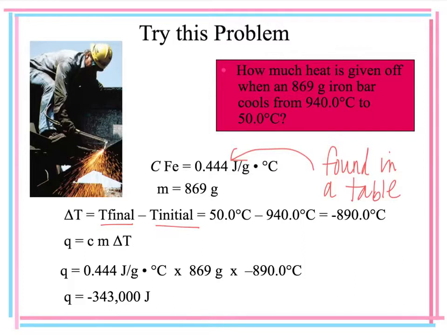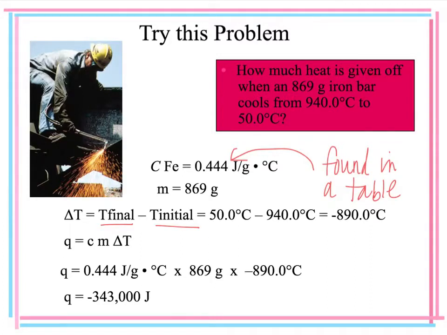So this problem says, how much heat is given off when an 869 gram iron bar cools from 940 degrees Celsius to 50 degrees Celsius? Before I even work the problem, I want to look at a couple of things as clue words to know whether my Q value should be positive or negative. The fact that it says heat is given off means heat is going to be released, so I should expect a negative number. Also, I can see that if I went from 940 to 50, I obviously released heat to get it to cool down. So I should expect my value to be negative as I go through this problem.